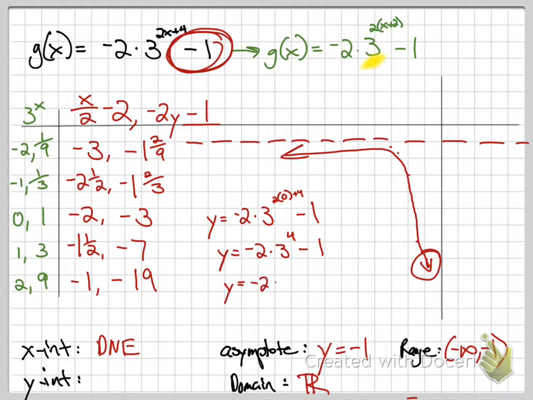-2 times 3 to the 4th is the biggest one we make you memorize. I know that's 81. 2 times 81 is -162. So my y-intercept is 0, -163 if I did my math right. We'll look this over and then we'll try the one on the next page.